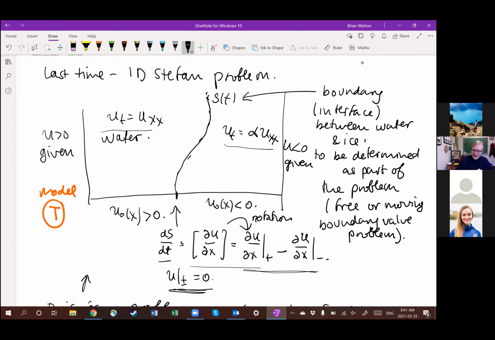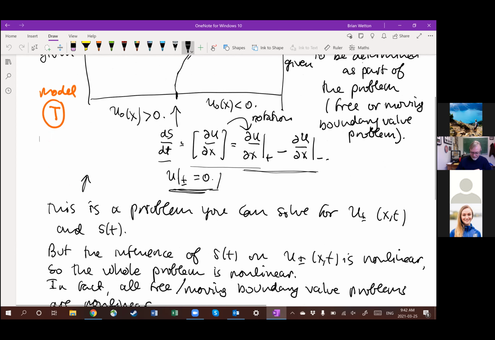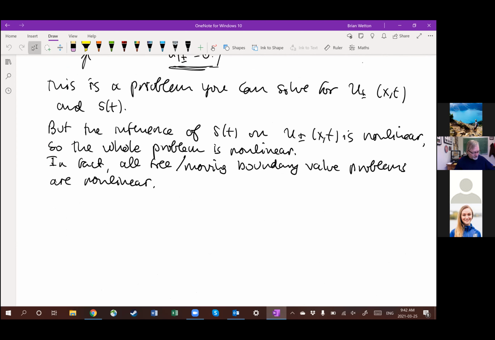You don't know S of t. And I guess the other way is there's no way to solve for u simply and then post-process S as the location where the temperatures are 0. So what I'm trying to say is there really is a full coupling between S and the temperatures on either side. This is not something you can split up into pieces. You've got to choke this all down at the same time. Okay.